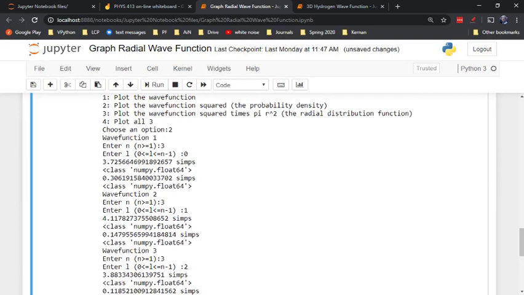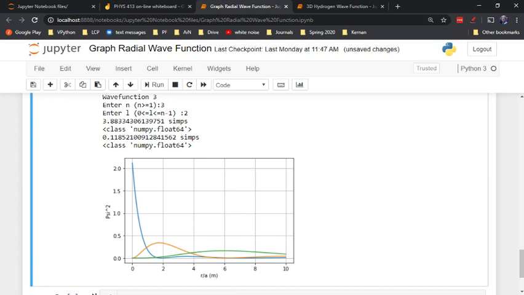Because I put in an n of 3 for each of them, n equals 3 for all of these. And I have put in an L that's different, right? L can go from 0 up to 2. So these are all the possible n equals 3 states. And look at how different they are, right?